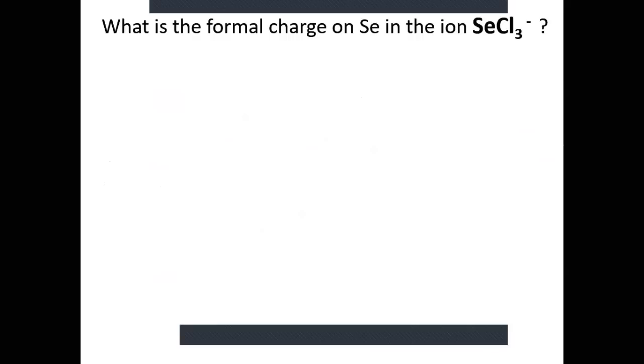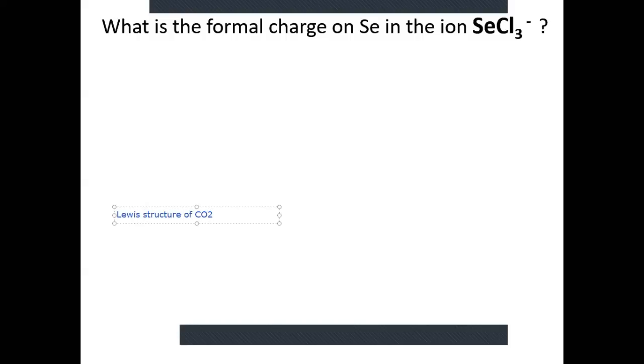So here we want to calculate what's the formal charge of S on the ion SCl3 minus. We drew its Lewis structure earlier, but before that, I want to draw the Lewis structure of CO2. So down here, let's draw the Lewis structure of CO2, carbon dioxide. And then we'll come back to the above question.